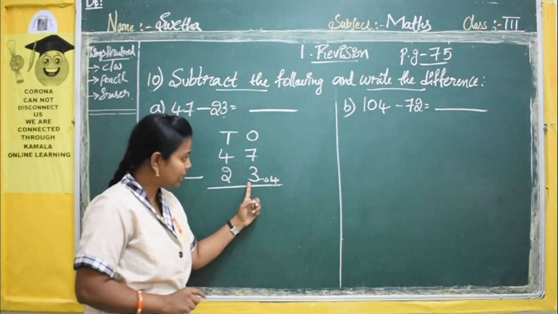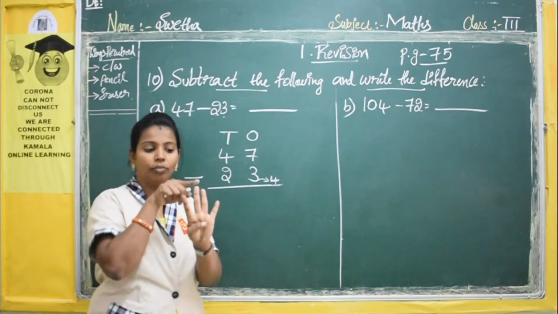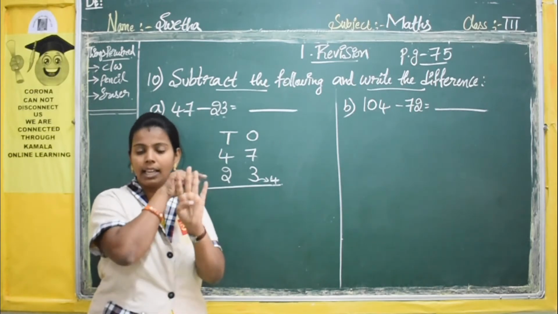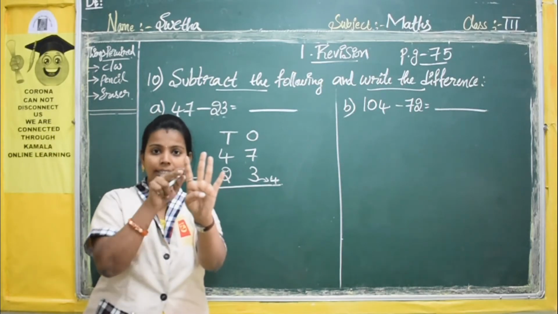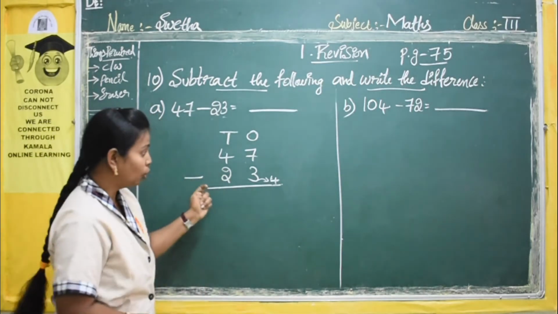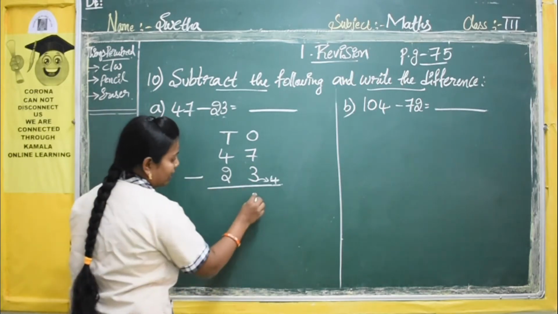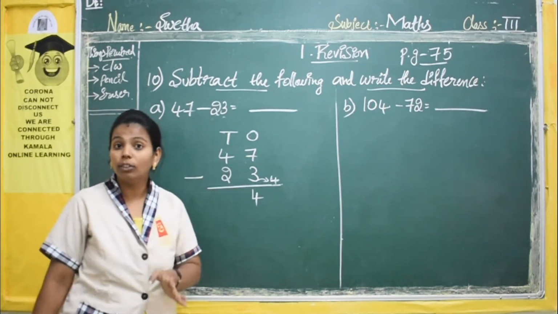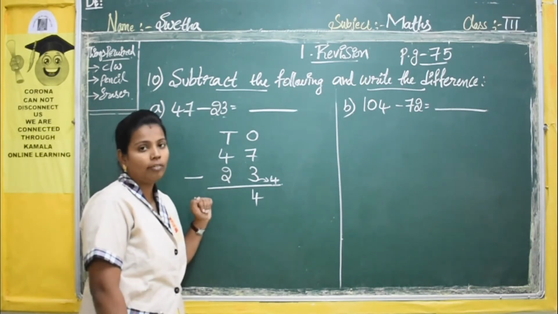Okay, we will start our counting here. 4, 5, 6, 7. Okay, how many fingers do we have open here? How many fingers are there? 4. So if we subtract 7 minus 3, you will get your answer as 4. This is the new method. It will be very useful and easy also to solve your subtractions.